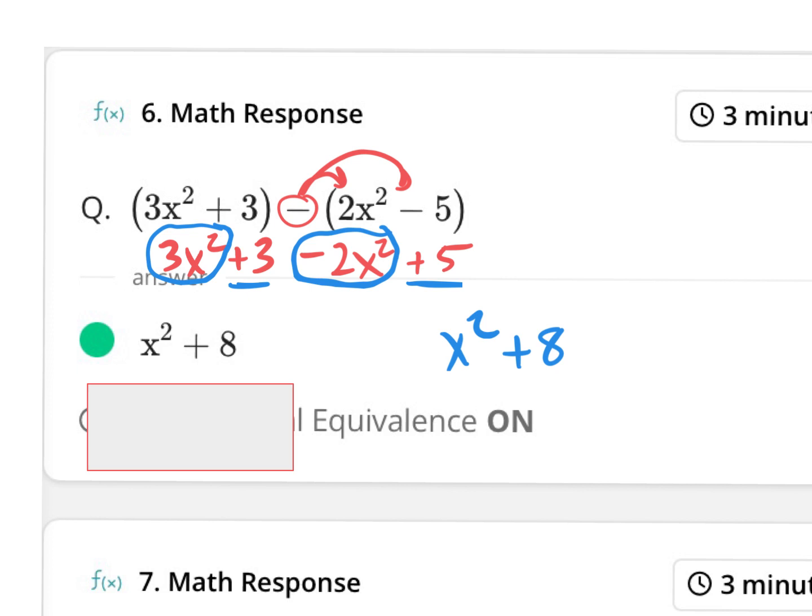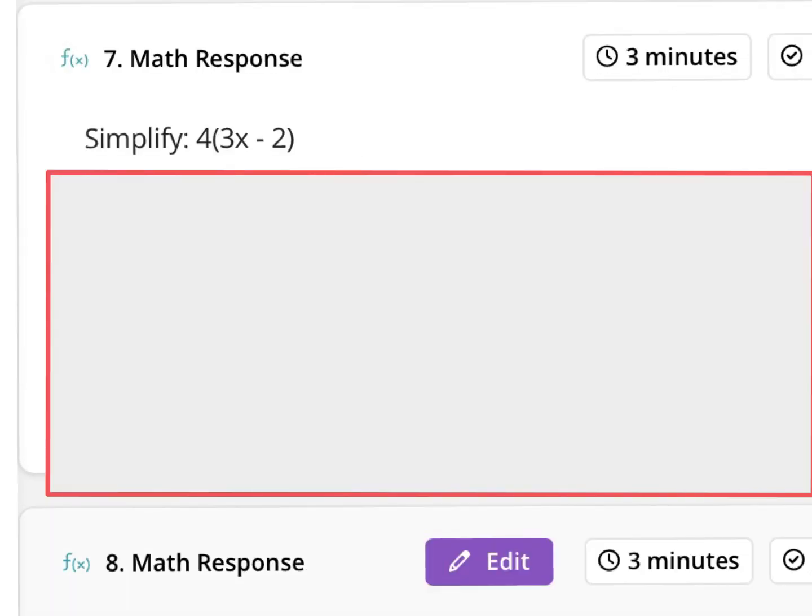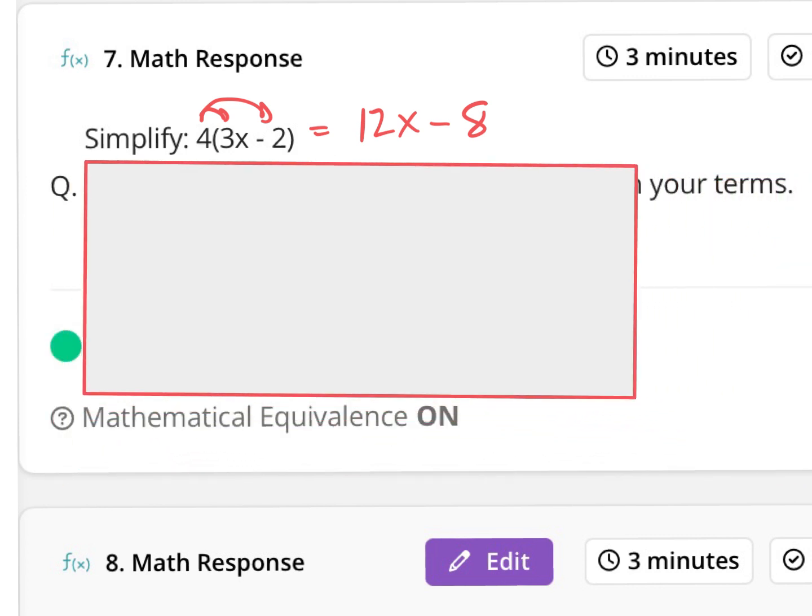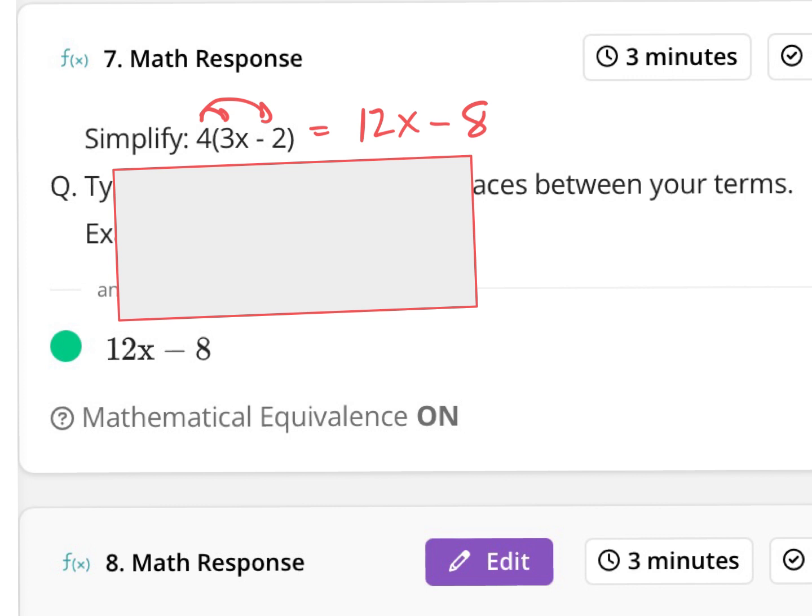Let's move on to the next one, number 7. Simplify. That's just simple, straight up distributive property, right? So we're going to distribute 4 times 3x. That will give us 12x. And then 4 times negative 2, that'll give us a negative 8. And believe it or not, that is the answer right there. You just type in 12x minus 8, you get credit. What? Is this pre-algebra? No, this is algebra. Should be harder than that. Let's move on to the next one.